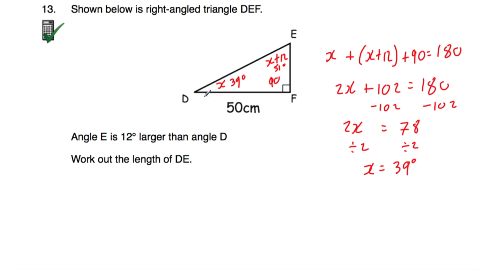So this angle D is 39 degrees and angle E is 51 degrees, and as you can see, angle E is 12 degrees larger than angle D, and the two angles add together to be 90 degrees, and 90 plus 90 is 180. Now that's fantastic, because now we know the sides of these angles, 39 degrees and 51 degrees, we can use trigonometry to find out the length of DE.